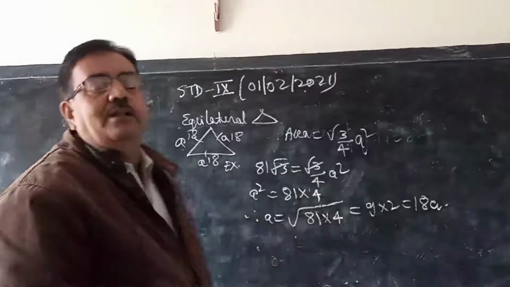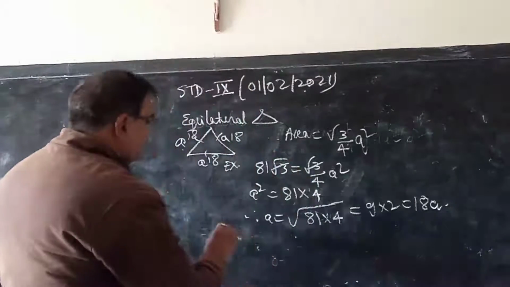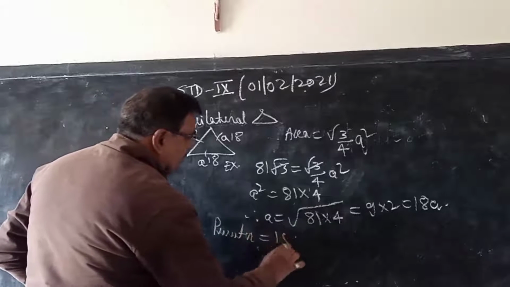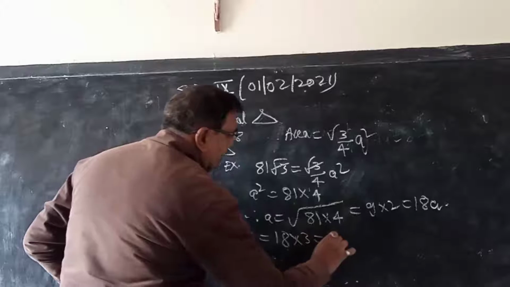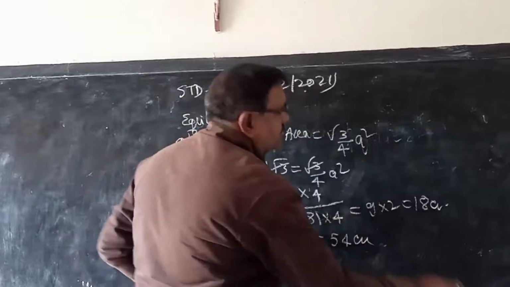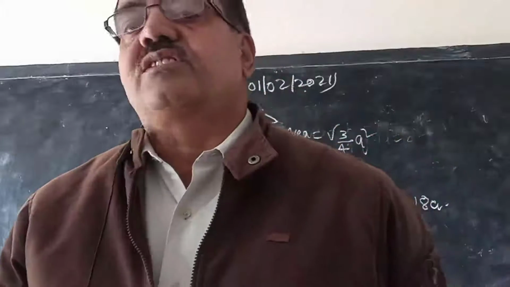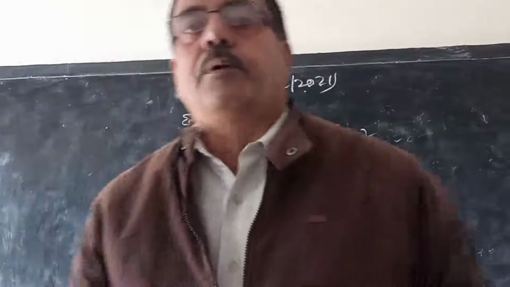Then you have to find the perimeter. What is the perimeter? Perimeter is equal to 18 into 3, which is 54 centimeters. This is the perimeter. So this is a way to solve the questions based on the area formula.